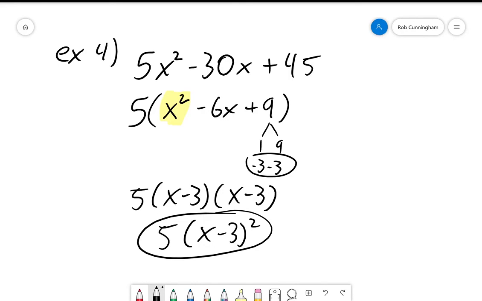Don't forget the shortcuts you've already got. You also know the patterns of perfect square trinomials and the difference of two squares. Don't forget those patterns. They will be very helpful to you.